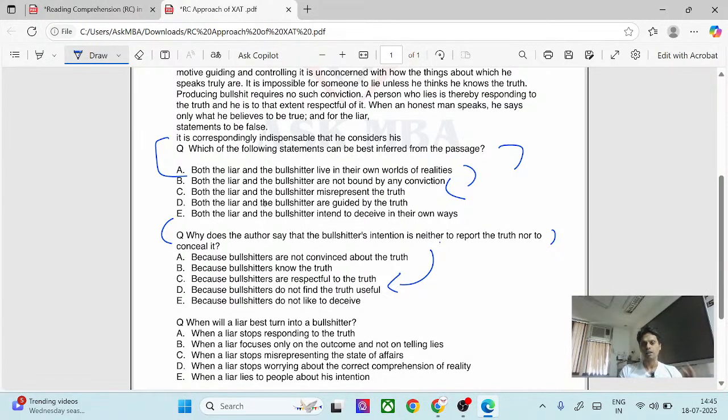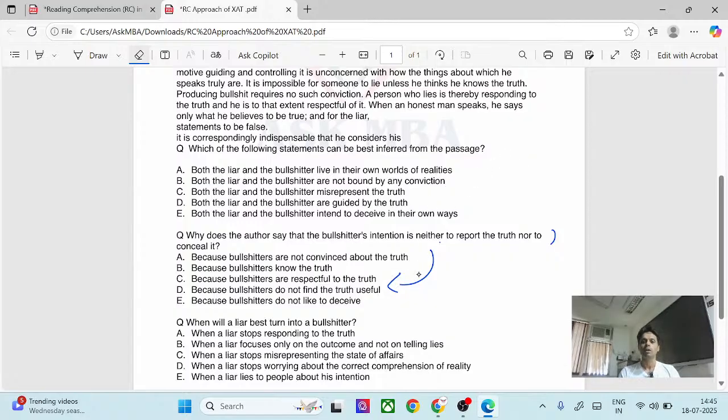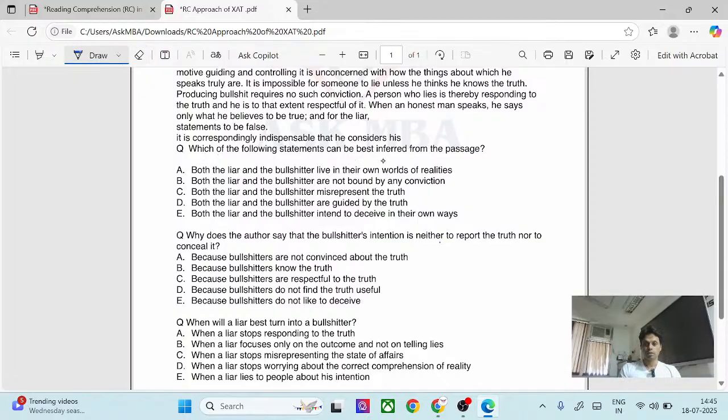I understood that this passage is going to talk about maybe someone who is a liar or a bullshitter, someone who lies and someone who's bullshitting. Jokes apart, politicians, they do both. They lie and they bullshit. Why does the author say that the bullshitter's intention is neither to report the truth nor to conceal it? That means to confuse it. So I got an idea that the passage is going to be about a comparison of someone who bullshits, who wastes your time, and someone who lies.